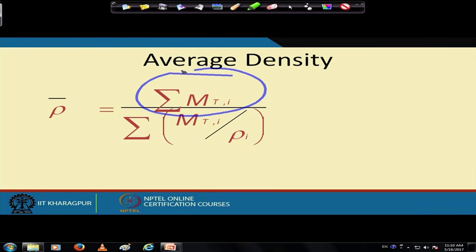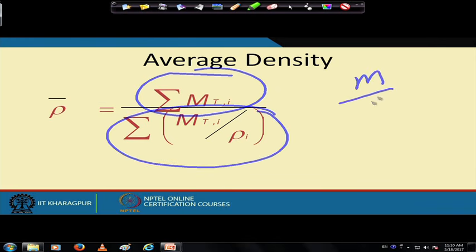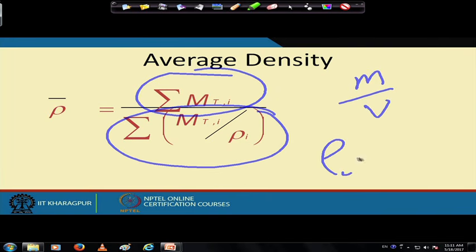In terms of the average density, what we do is we take the total mass on top, as you can see over here, and then we take the total volume, since density is mass upon volume. So we take the total mass on top divided by the total volume. Now how will we get the total volume? If you remember, density was mass upon volume, so that means volume is equal to mass upon density.